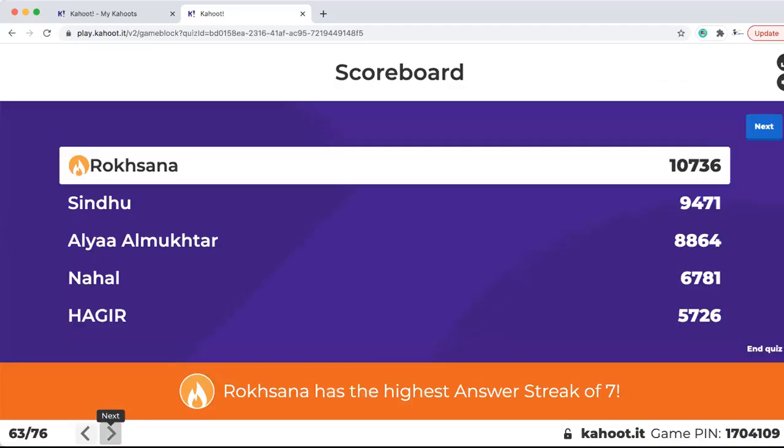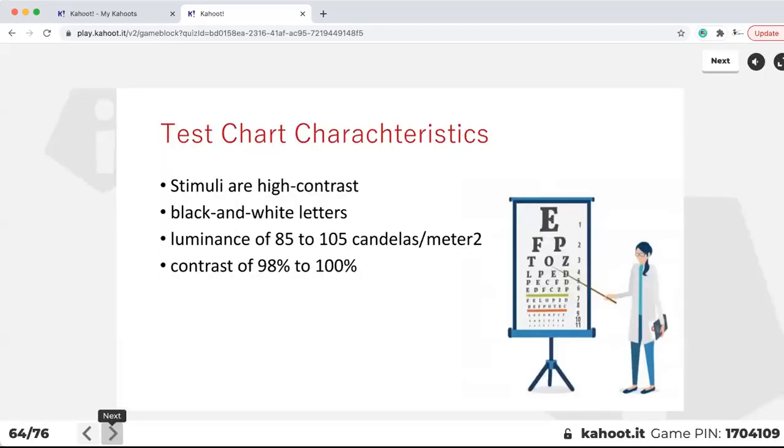So let's see who got it right. Nobody. So let's see. I'm going to present the characteristics of the test chart. The visual acuity test chart has certain characteristics. First of all, the stimuli or the optotypes should be of high contrast, and we said that in the basic sciences revision. So the letters should be jet black against a white background, because we are not measuring the contrast, we are measuring the visual acuity. So the visual acuity is better measured with the highest contrast possible.